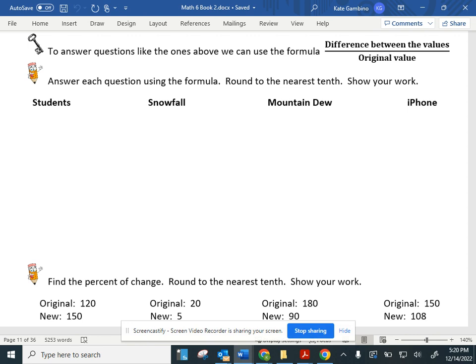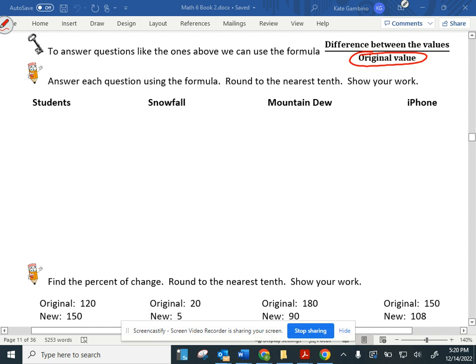We're going to put the big one first, subtract out that smaller one, and then this is key, we're going to divide that by the original value. So that's the first number that was given. So this is how it's going to look.